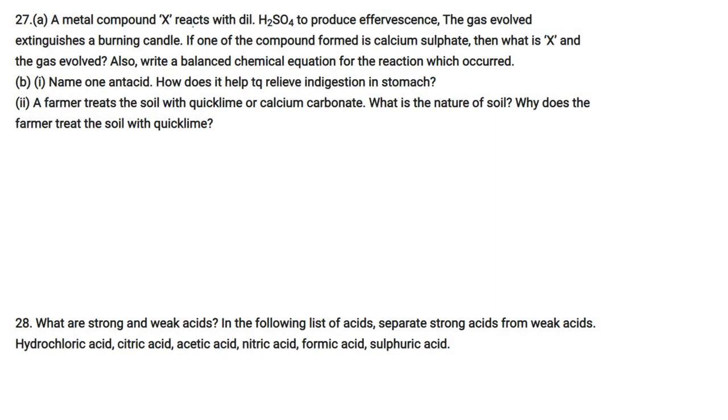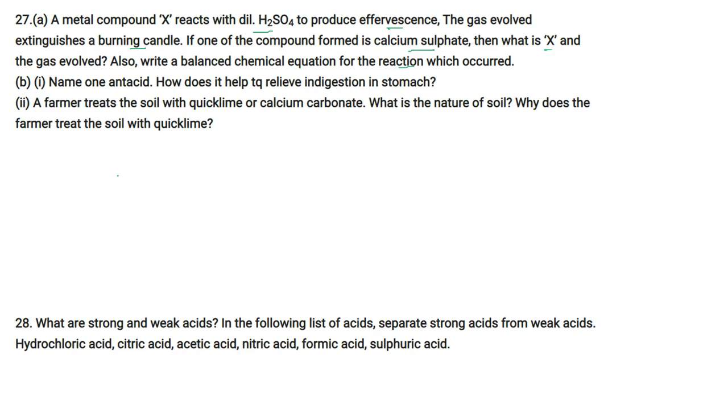A metal compound X reacts with dilute sulfuric acid to produce effervescence. The gas evolved extinguishes a burning candle. If one of the compounds formed is calcium sulfate, then what is X and the gas involved? Also write a balanced chemical equation for the reaction which occurred.